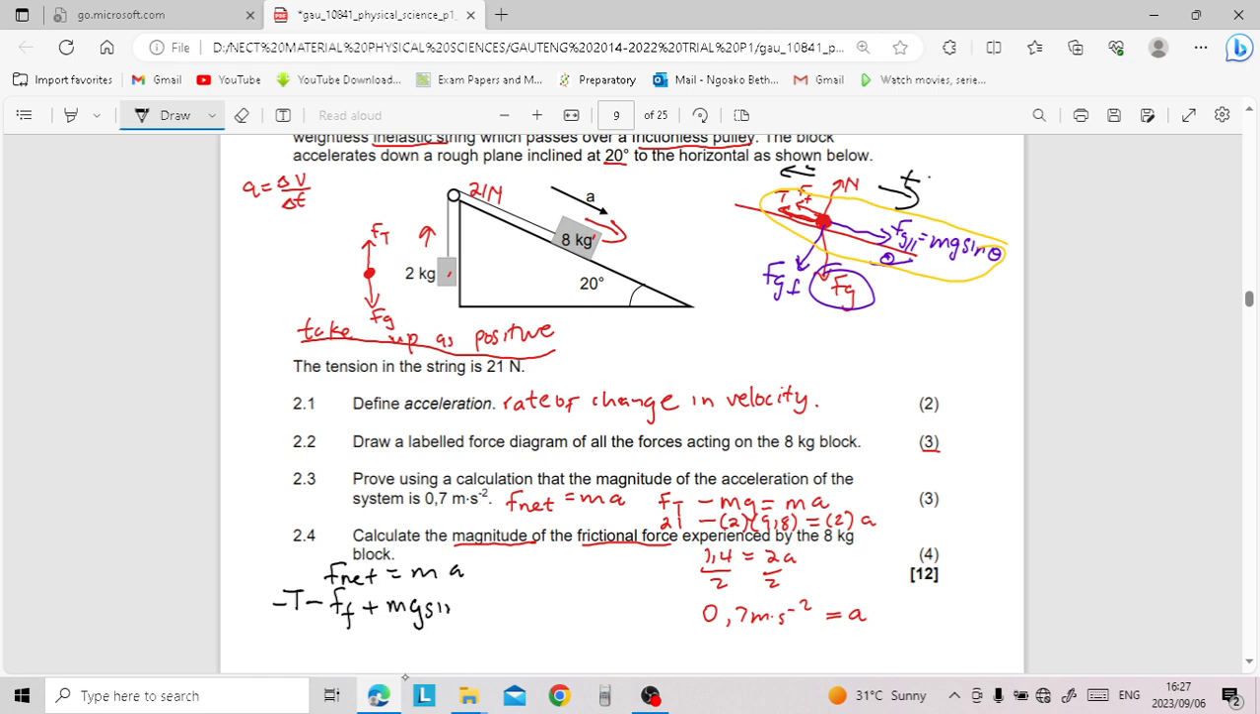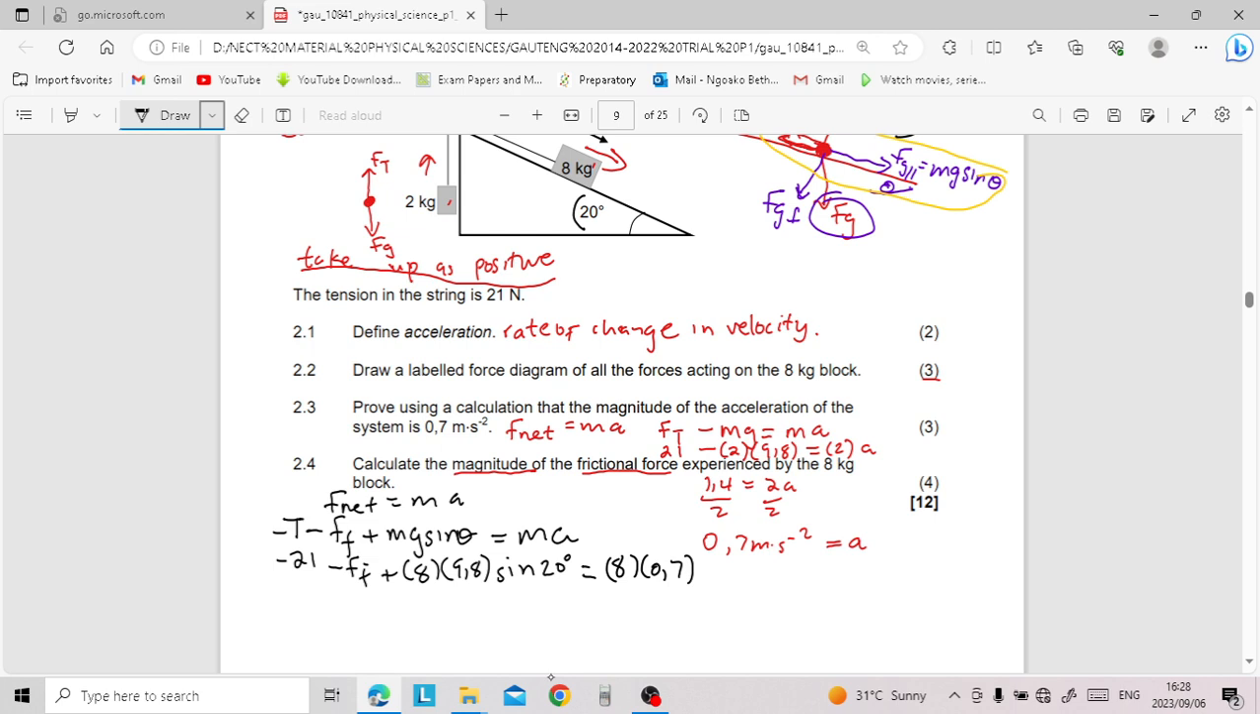mg sin theta equals ma, because the acceleration is in the direction we chose, down, so it is positive. Then we substitute: the tension is minus 21, and the frictional force is what we want, minus the frictional force, plus the mass, 8 kilogram, multiplied by 9.8, and then sine of the angle, 20 degrees, equals the mass 8 multiplied by our acceleration, 0.7.